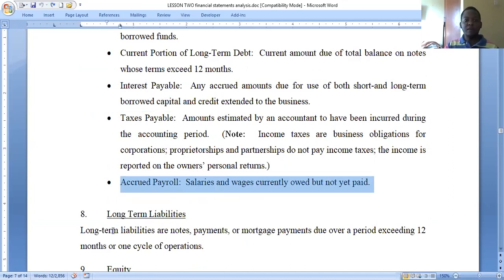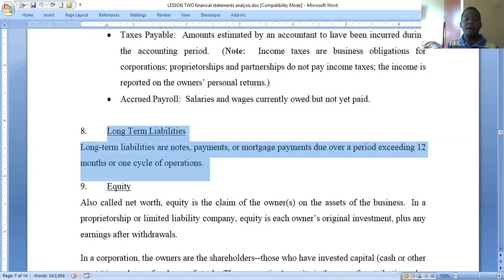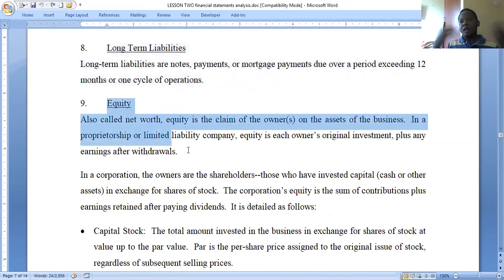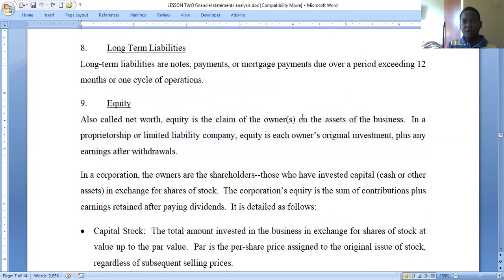An example of an accrued expense could be accrued wages and salaries. And then we have long-term liabilities, those which are expected to be cleared within periods exceeding a year from the date of the balance sheet. And then lastly, we have equity. Equity is the owner's claim in the business. It's also called the net worth. So it's the claim of the owners in the assets of the business.